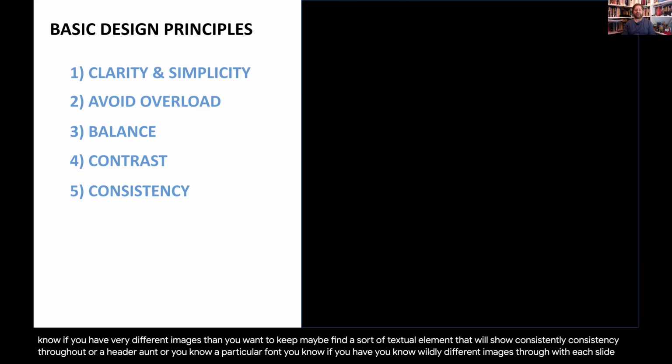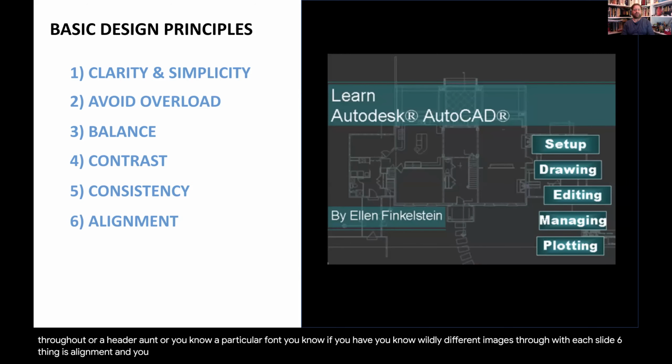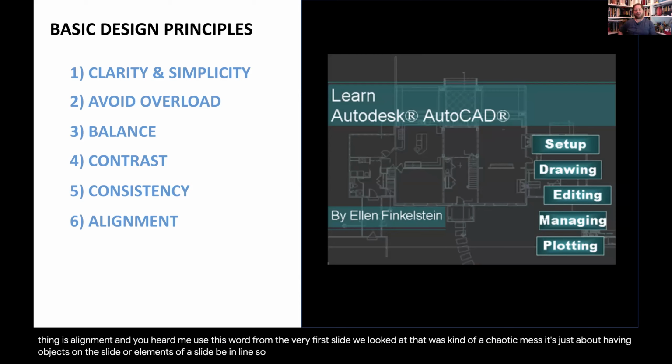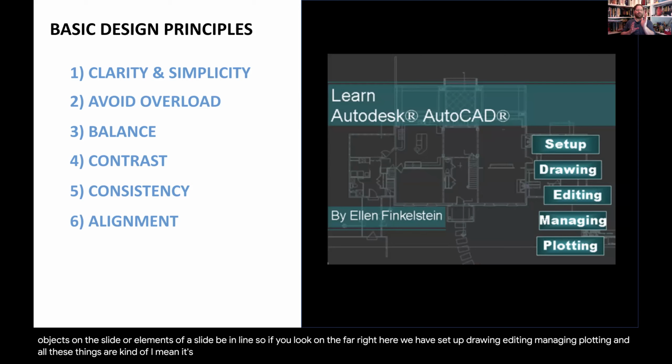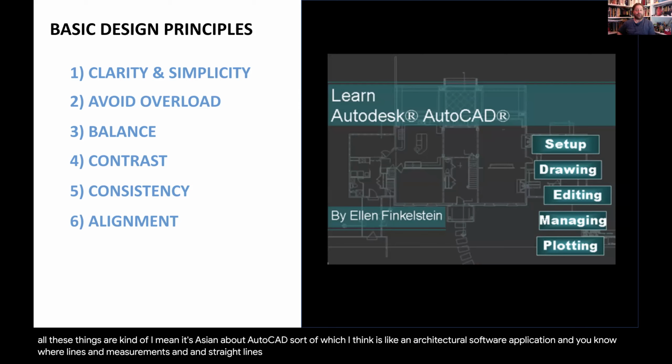Sixth thing is alignment, and you heard me use this word from the very first slide we looked at that was kind of a chaotic mess. It's just about having objects or elements of a slide be in line. If you look on the far right here, we have setup, drawing, editing, managing, plotting. It's kind of ironic because this is a presentation about AutoCAD, which I think is an architectural software application, where lines and measurements and straight lines are really important in architecture.